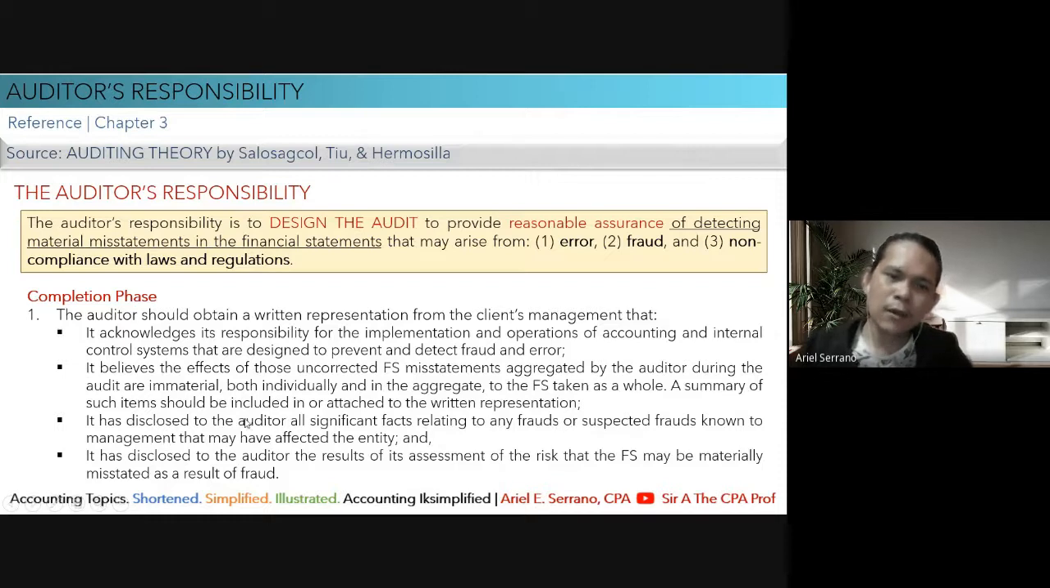What else? Na i-disclose ng management sa mga auditors lahat ng mga significant facts relating to any fraud. Okay? Na nakipag-usap si management sa mga auditors at na-disclose na ni management lahat ng mga available information, available facts, significant facts as of the moment that they are aware of. Of any fraud or suspected frauds known to management na may maaring makaapekto sa company, sa entity. And lastly, dinidisclose nito sa mga auditors yung result ng kanilang risk assessment, na yung financial statement may be materially misstated as a result of fraud. So, eto po ang mga nilalaman ng written representation na ipoprovide ni management sa mga auditor. Okay? For the responsibility of the auditor should obtain that written representation.